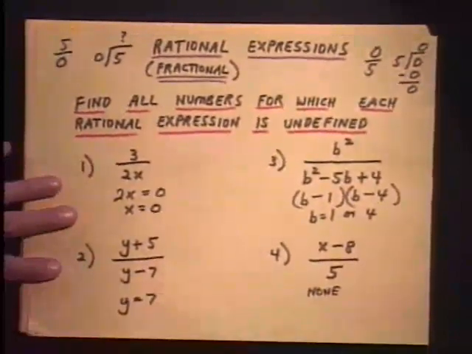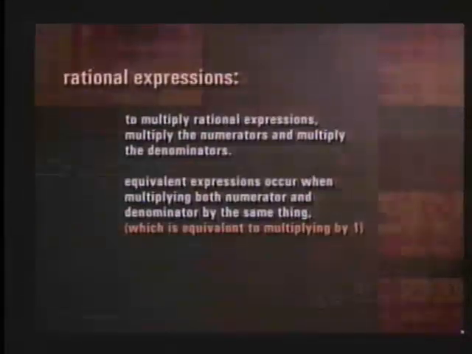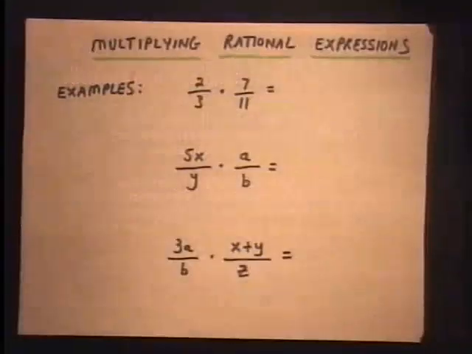All right, let's go to the next graphic here real quick. And we want to talk about rational expressions some more, so let's talk about multiplying them. To multiply rational expressions, multiply the numerators and multiply the denominators. All right, and equivalent expressions occur when multiplying both numerator and denominator by the same thing, which is really like multiplying something by 1. So let's go to some examples with both of those concepts.